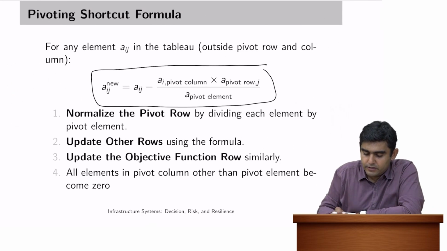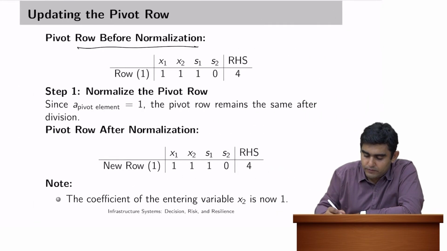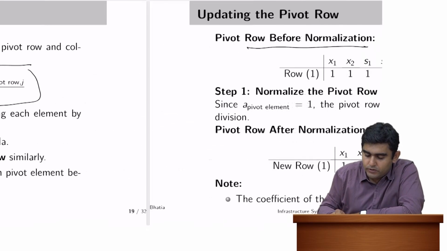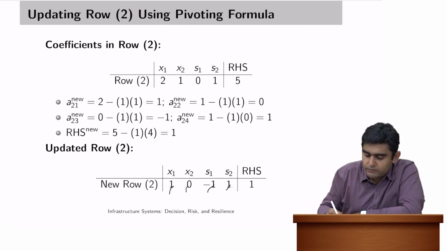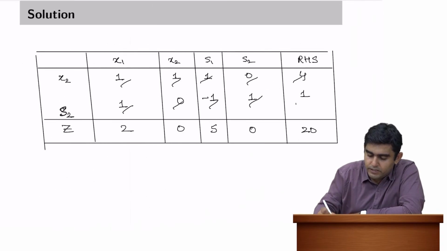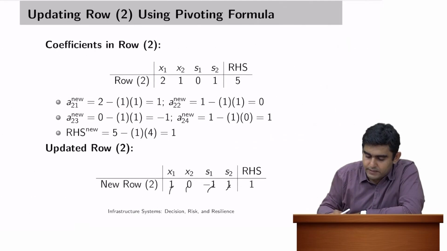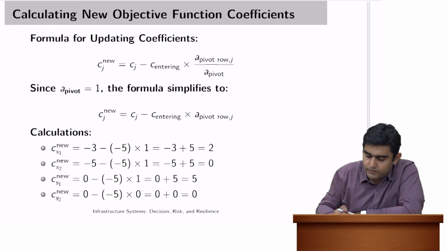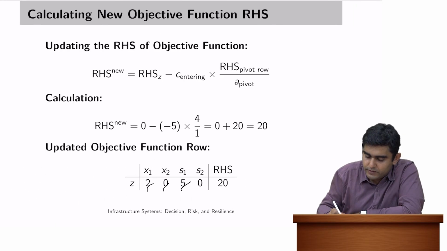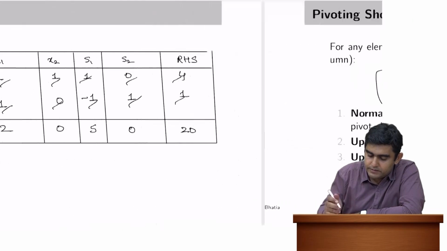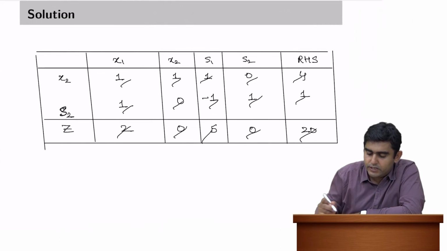So let us also look into what we have: 1, 1, 1, 0, 4, which indeed is correct. Next row, 1, 0, -1, 1 and 1. So if we see 1, 0, -1, 1 and 1. For our z, we should have, after updation, 20, 50 and 20. So what we get here is indeed 20, 50 and 20.